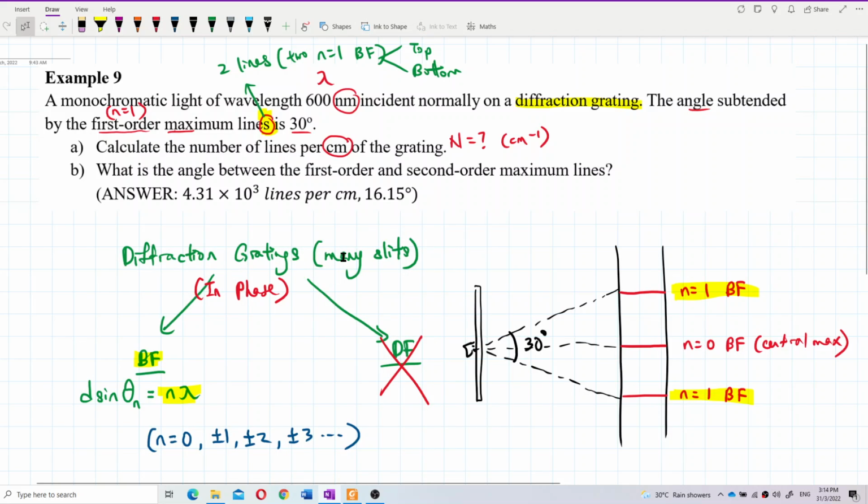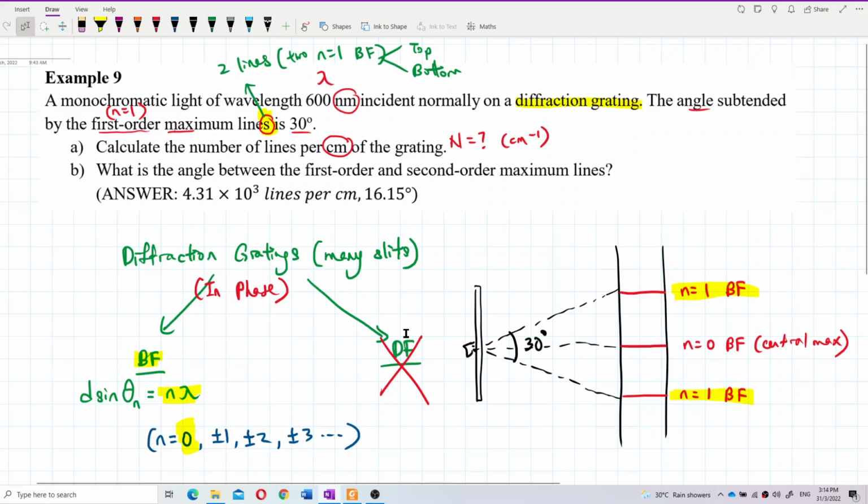Diffraction grating is considered as in phase sources. So bright fringe still uses n lambda. I already explained this n lambda in the previous example: for in phase sources, the bright fringe is always n lambda. d sine theta equal to n lambda. It only has the formula for bright fringe, no formula for dark fringe. We don't investigate the dark fringe for diffraction grating. The order starts from 0 because we have the 0 order bright fringe here.